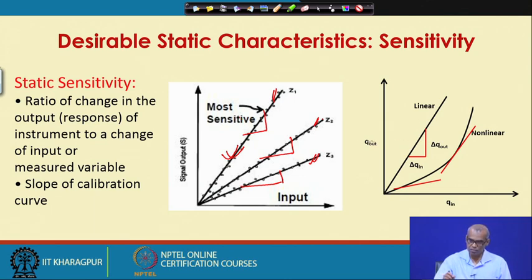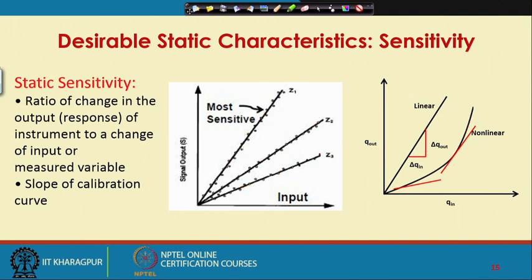So, for a linear instrument, you can easily indicate sensitivity by this slope anywhere on the calibration curve, because it is a linear instrument. So, the slope remains constant. But if the instrument is non-linear, for example, here is an example of a non-linear calibration curve, a non-linear relationship between input and output. So, the slope varies from one point to another. So, sensitivity is different here and here. So, this is also one reason why we prefer linear instruments.